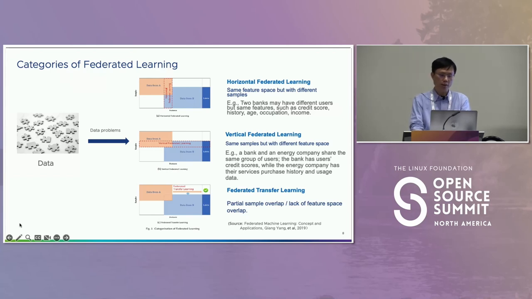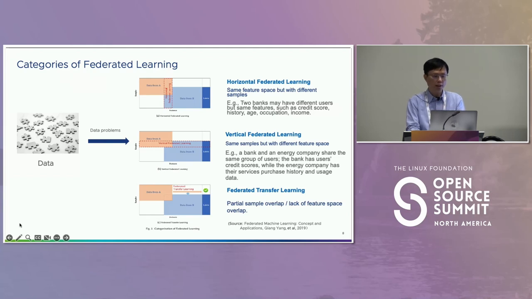The last is federated transfer learning, where one of the data sets may not have the label, so we need some transfer learning technology to create a label in order to have the federated learning. So these are the three types of federated learning that are used.